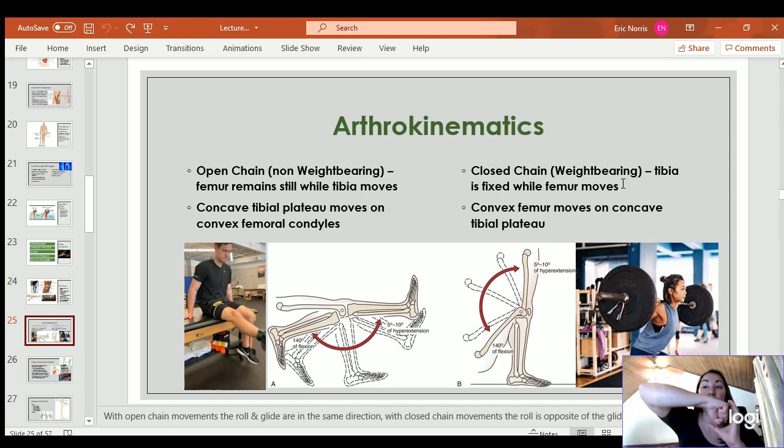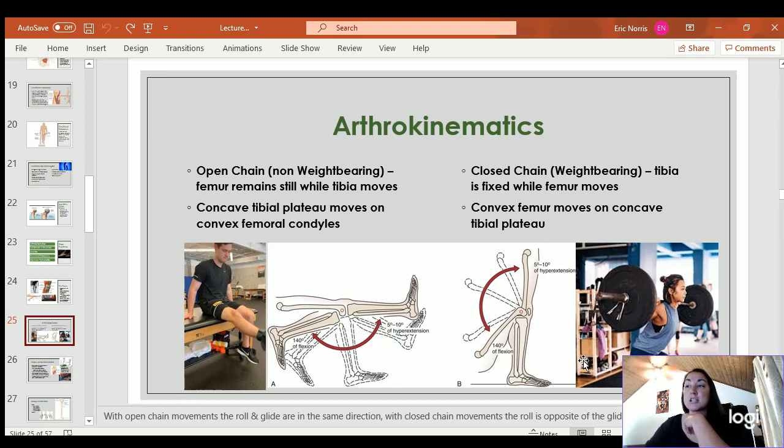So now we have a convex surface as I'm going anteriorly towards extension. The roll is also anterior, but it's gliding posteriorly. Remember, the glide is in the opposite direction to keep it right in the middle of the joint. Otherwise, it'll just roll right off.